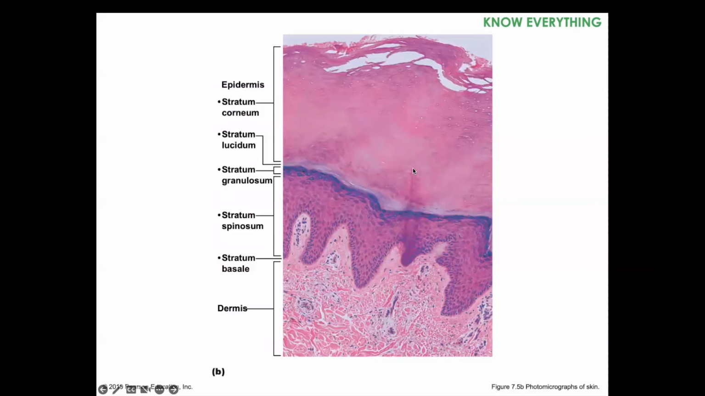Here we have an image of thick skin. Two things you can look for when trying to determine if the image is thin or thick skin: first, notice that there are no hair follicles present since we do not have hair on our palms or on the bottom of our feet. And then you can also see the transparent layer of stratum lucidum in between the stratum corneum and stratum granulosum. Make sure you guys know everything on these two slides. They will be on the practical for sure.